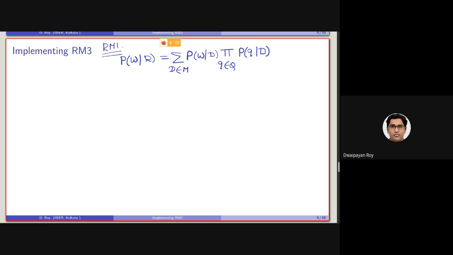Now let's take a step backward. What is our ultimate target? Our ultimate target is that, given a query, say with terms 1, 2, 3, up to k, I don't know how many, first, step 1, let's say step 1 is to perform a retrieval.